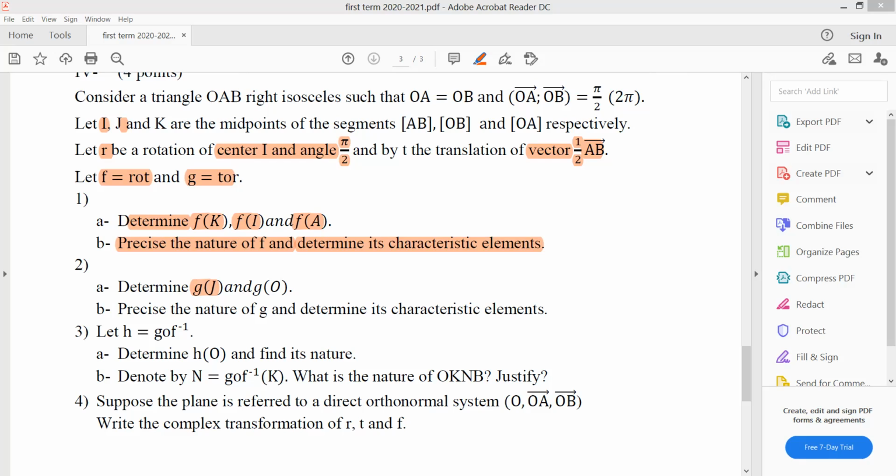Now I need to find g of O. Translation round rotation of O. The rotation of O with center I and angle pi over 2 is A. Why is it A? Because IO equals IA, and the angle IOIA equals pi over 2. Now, the translation of A by half AB is I, since AI equals half AB.